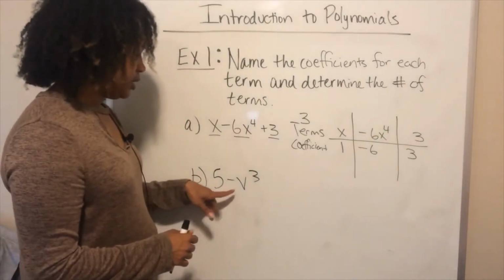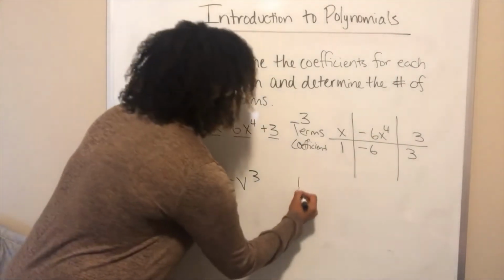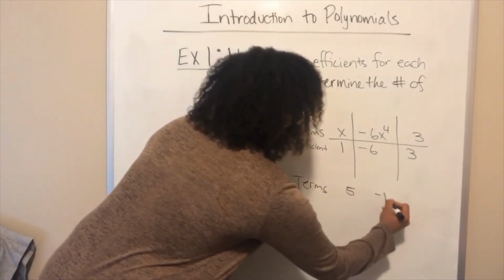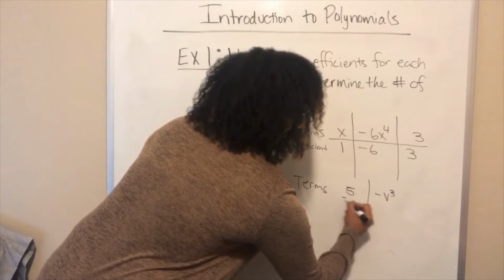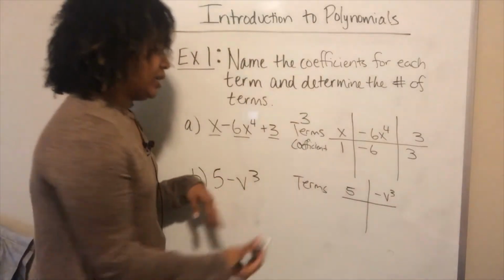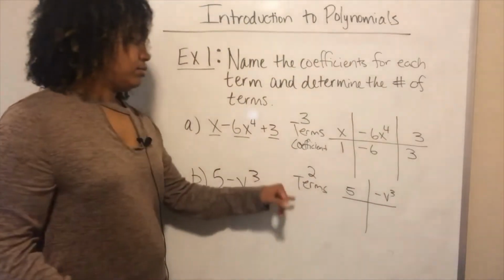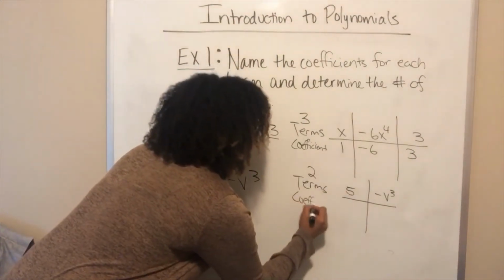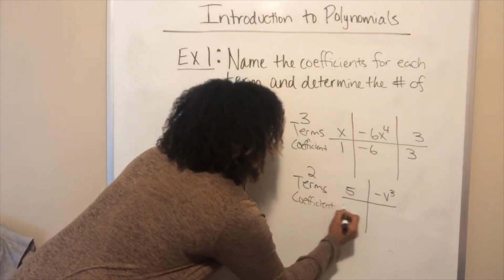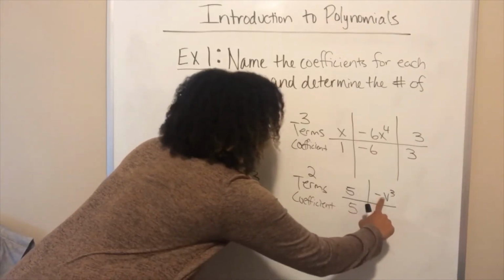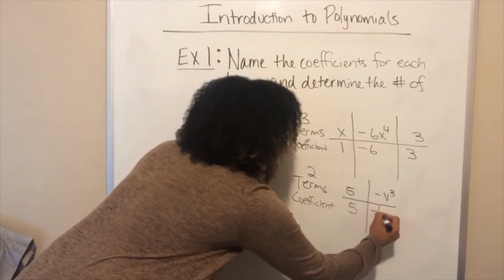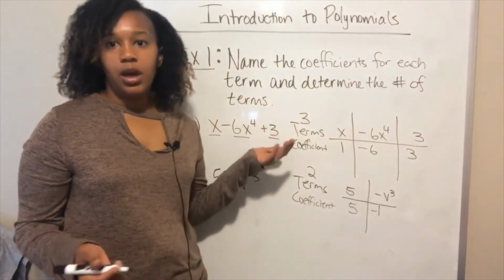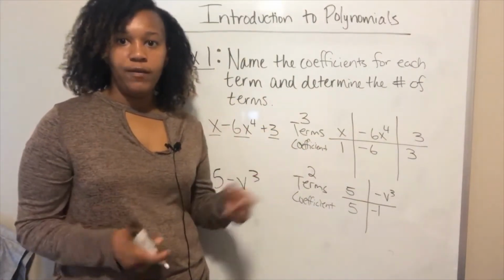Now for this particular polynomial, part B, our terms are 5 and -v to the third. So that means now we have two terms. And then the coefficients will be 5, and for this one there is no number, but there's an understood 1, so that would be -1. So this is basically how you would list the terms and the coefficients.